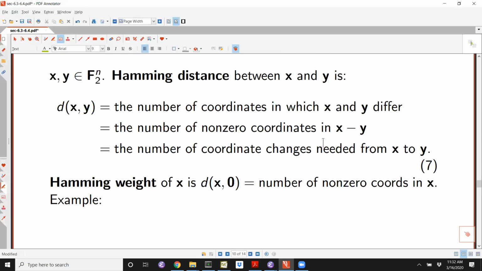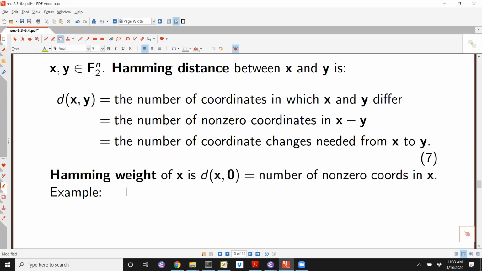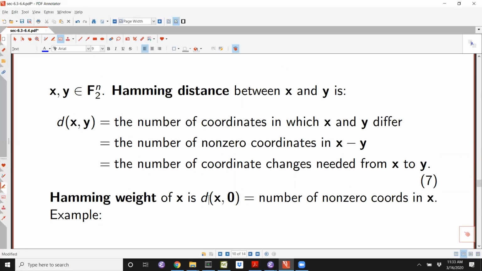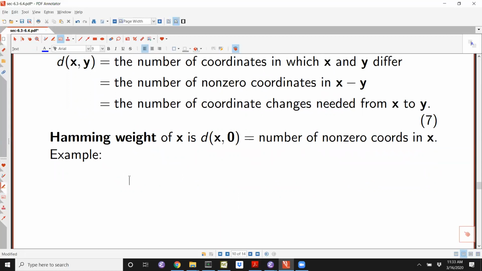Okay, so let's talk about Hamming distance. If x and y are in F2 to the n, words of length n, not necessarily code words, then the Hamming distance between x and y is the number of coordinates in which x and y are different, which is equal to the number of non-zero coordinates in x minus y, which is also equal to the number of coordinate changes needed to get from x to y. And the Hamming weight of x is d of x, 0, which is the number of non-zero coordinates in x.